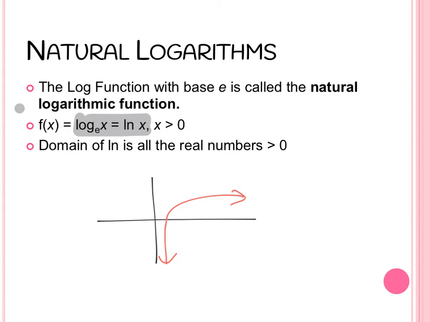Say that again. What's under x? So 1 or comma? Oh, it's a comma. Yeah, an ln of x.